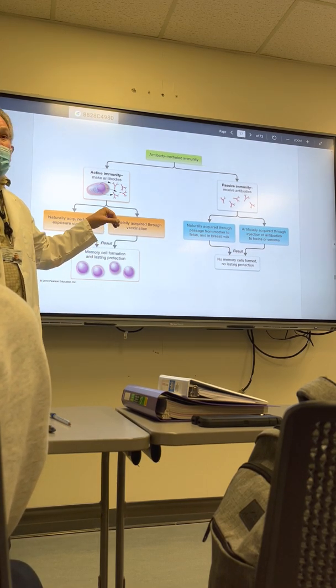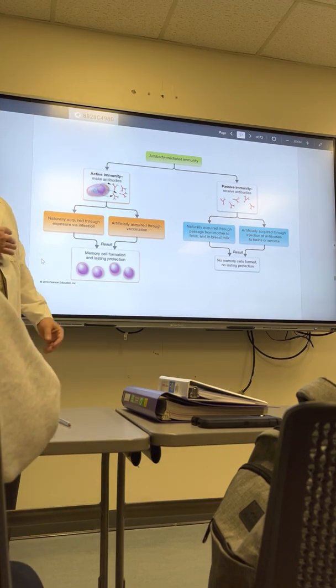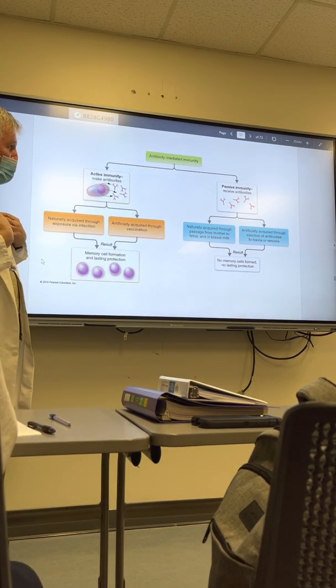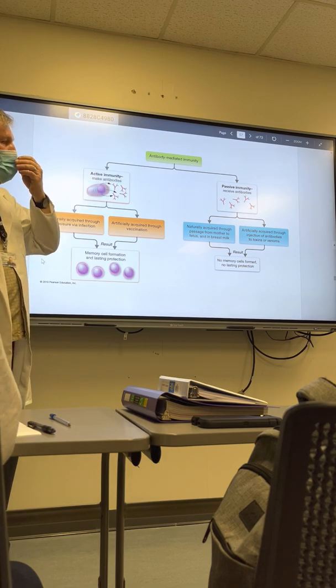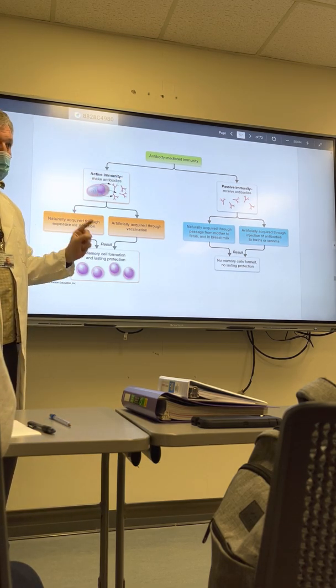Artificially acquired still, that's my preference. Well, I'd rather get the vaccination than get polio. That's just me. Doesn't have to be you. Passive immunity means that you are protected by antibodies that you did not produce yourself.